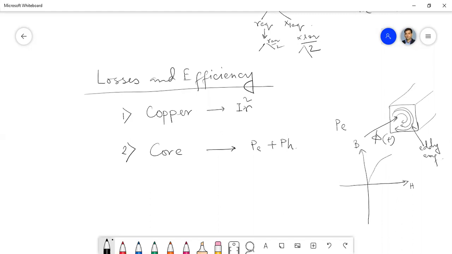Okay, so as it is a magnetic material, it will have a BH curve with saturation. Now whenever you are giving some current, it produces the MMF. So H is proportional to MMF, and MMF is N into I.